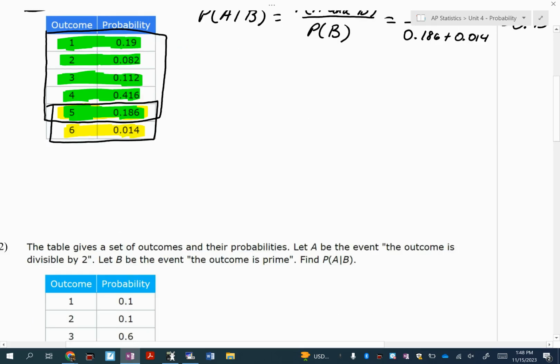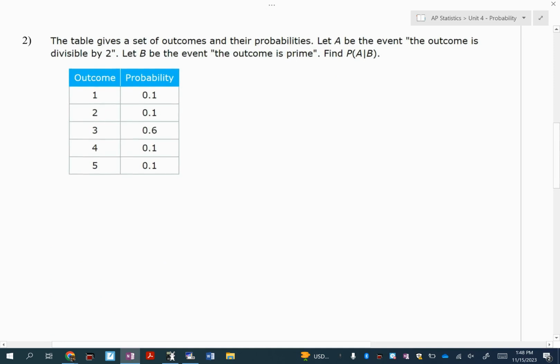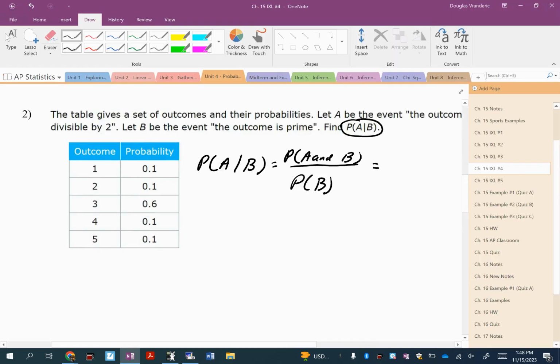Okay. Let's go number 2. Same thing. Obviously, it's going to be different probabilities here and different type of problem, but it does say find the probability of A happening given that B occurs. So my denominator is B. My numerator is A and B. So let's start with B.